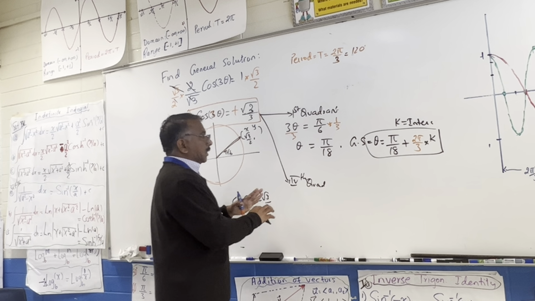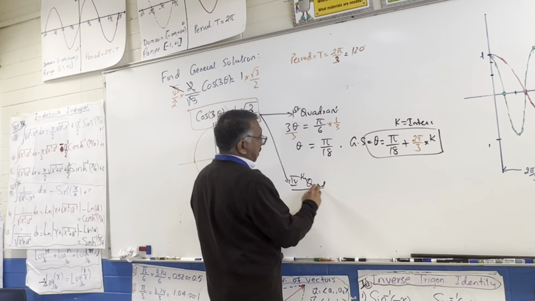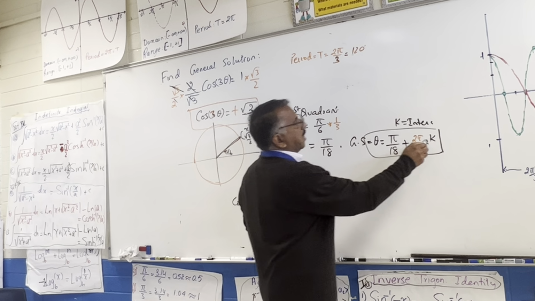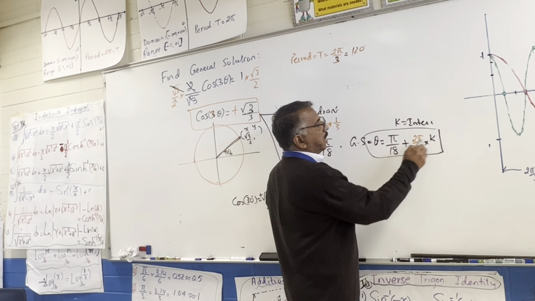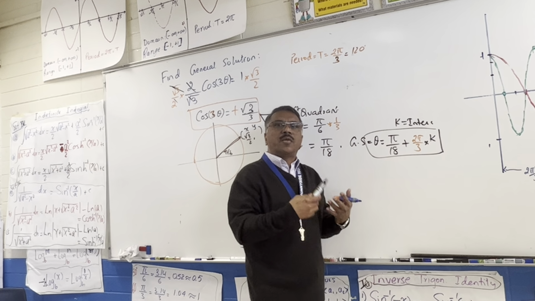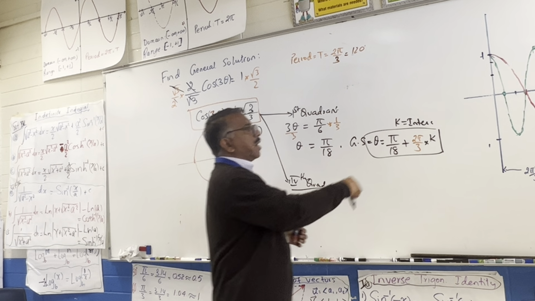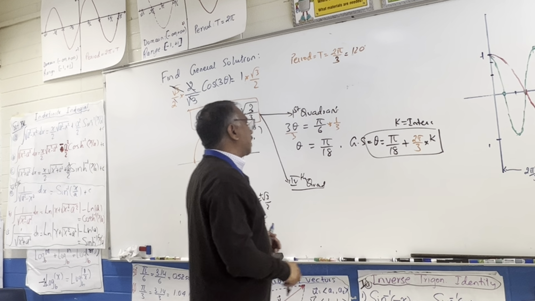Now let's do the second, in the fourth quadrant. Basically this means every time k is 1, 2, 3, you just go on adding 2 pi by 3, 4 pi by 3. So it depends on whatever number k is, you get the answer.